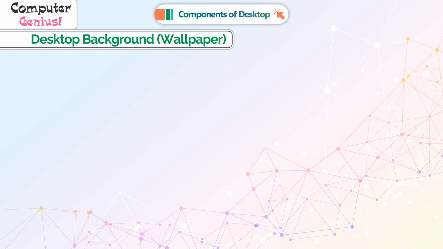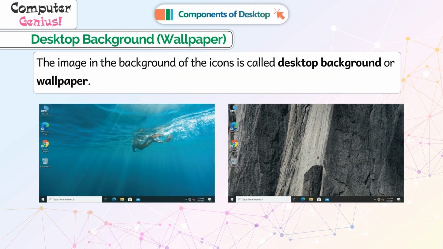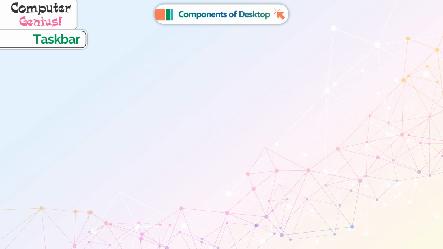Desktop background or wallpaper. The image in the background of the icons is called desktop background or wallpaper.